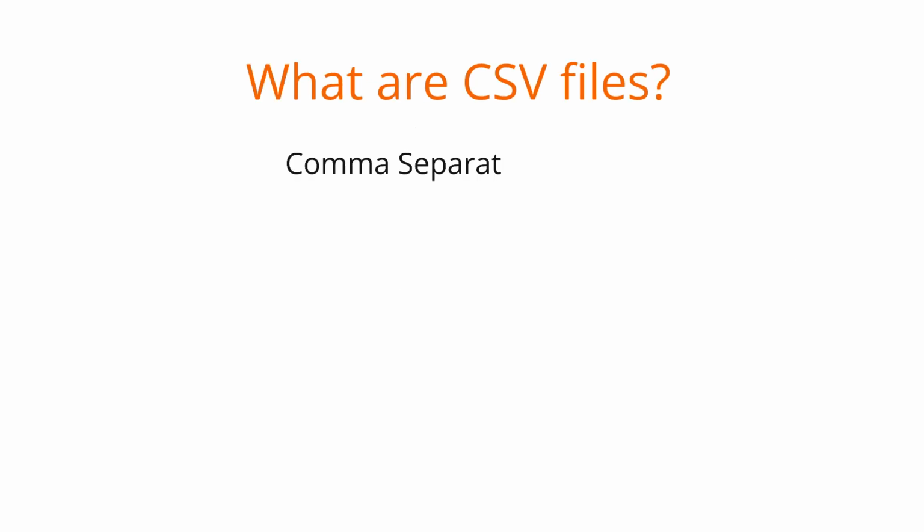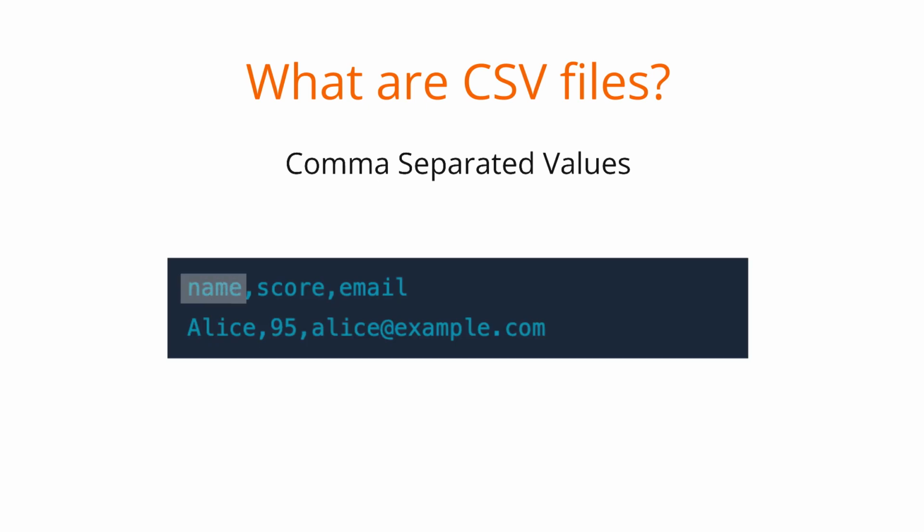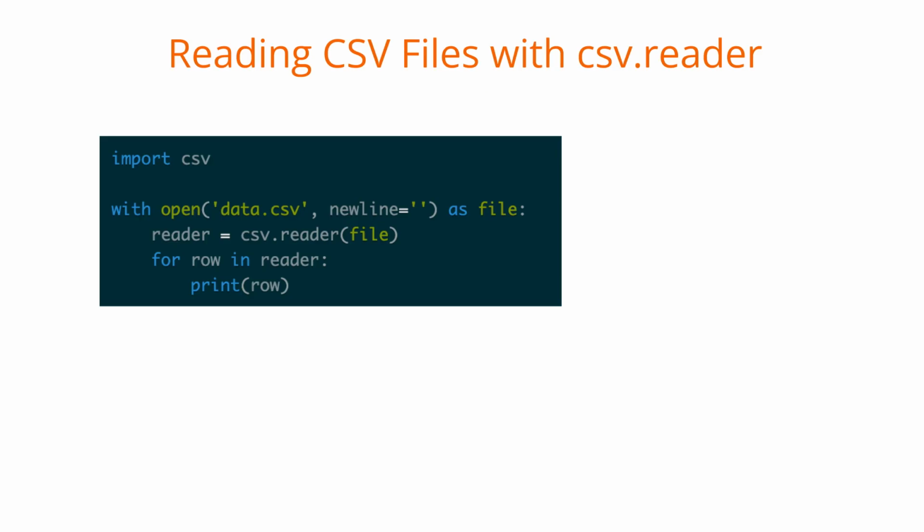CSV stands for comma-separated values. Think of it like a text-based spreadsheet. Each row is a line in the file. Each column is separated by a comma. Here we've got an example where we've got name, score, and email in the first row, separated by commas, which represent the column names. Then in the second row, we've got values which correspond to the column names, which are also separated by commas. It's just plain text. No formulas, no styling, but easy to read, easy to write, and supported by everything from Excel to Google Sheets to data processing pipelines.